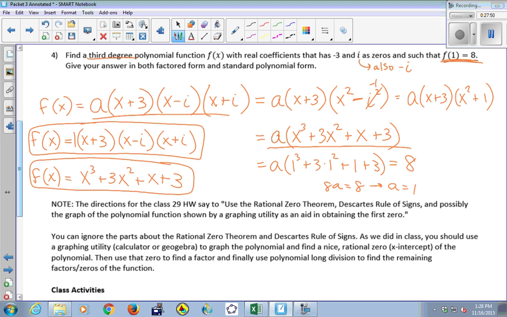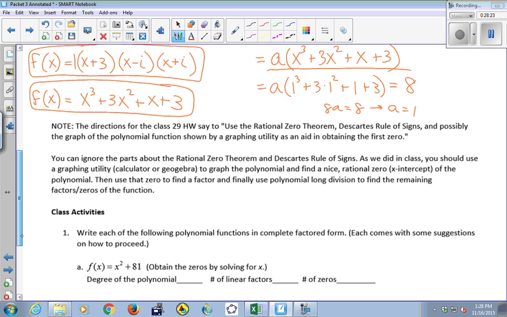Okay, so just a quick note about your homework for class 29. The directions say, quote, use the rational zero theorem, Descartes' rule of signs, and possibly the graph of the polynomial function shown by a graphing utility as an aid in obtaining the first zero. I did not teach you the rational zero theorem or Descartes' rule of signs, right? So I don't want you to use those to find the first zero. Just use a graph, either GeoGebra or a graphing calculator, to find the first zero.